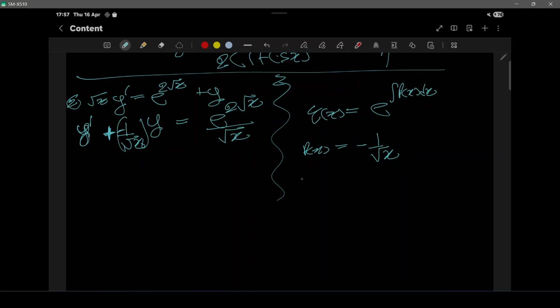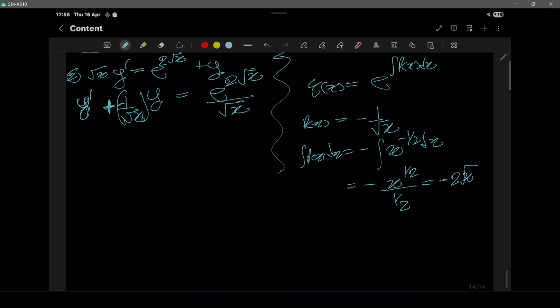If you integrate P(x) with respect to x, what do you get? The minus sign is a constant, so it is x to the power minus 1 half dx. You can just use the power rule to integrate this. So it is minus x to the power 1 half over 1 half, that means minus 2 square root of x. So that is the integral of P(x).